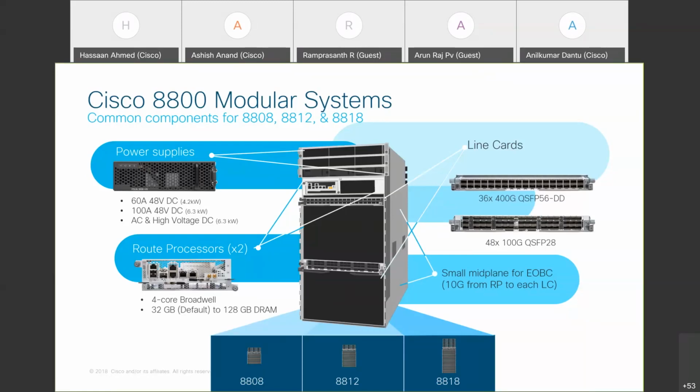And one more difference with regard to NCS 5500 and Cisco 8000: in Cisco 8000 we do not have a shelf controller card. All the shelf controller functionality is now put back into the RP. You don't have any dedicated shelf controller card in the chassis.